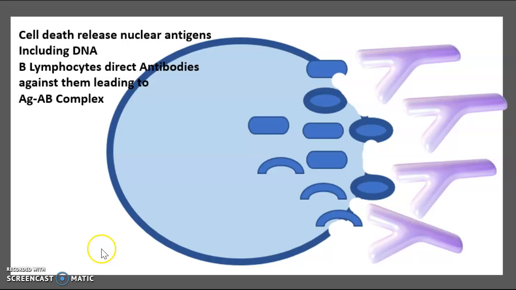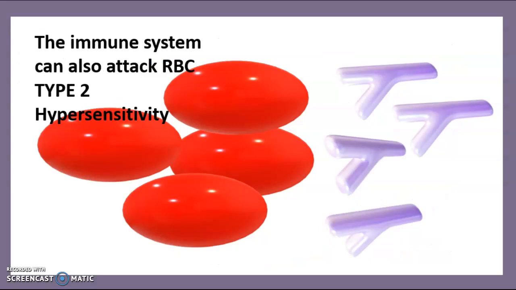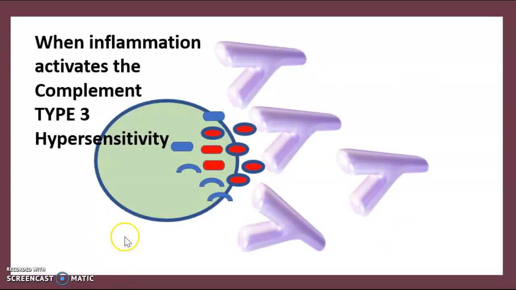Lupus is an autoimmune disease, meaning what? Cell death releases nuclear antigens, including DNA, because B lymphocytes direct antibodies against these cells, producing antigen-antibody complexes. Sometimes the immune system can also attack red blood cells. We talk about type 2 hypersensitivity. On the other hand, type 3 hypersensitivity is when inflammation activates the complement.